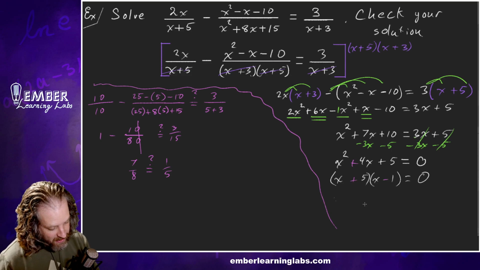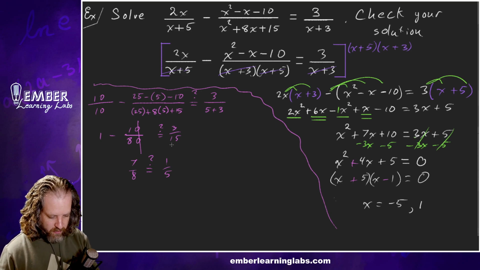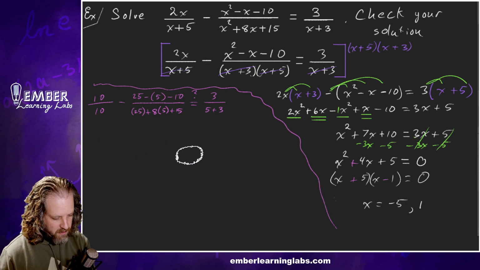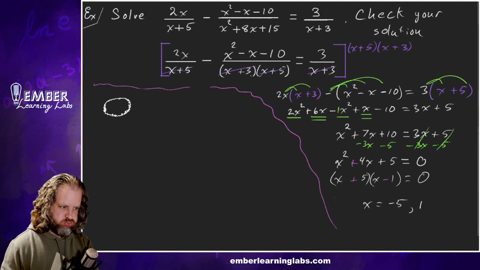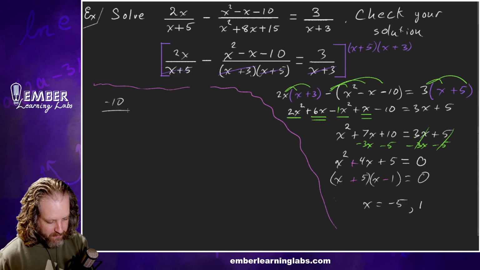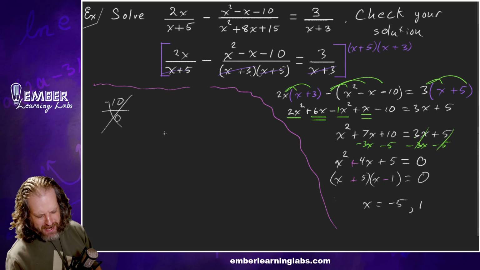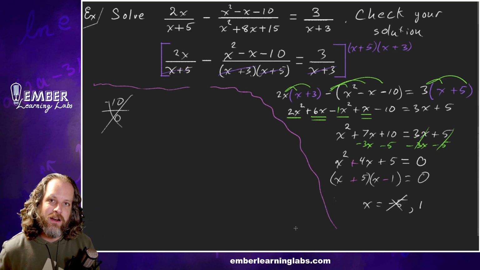negative 1, which means our answers, possibly, are negative 5 and positive 1, which messes up all this stuff. Two times negative 5 is negative 10. Negative 5 minus 5 is 0. Oh, it doesn't work. Great. That's what I was expecting to happen on one of them. I didn't remember off the top of my head which one worked. So this one doesn't work because it breaks it.